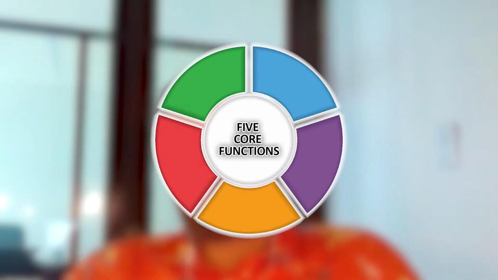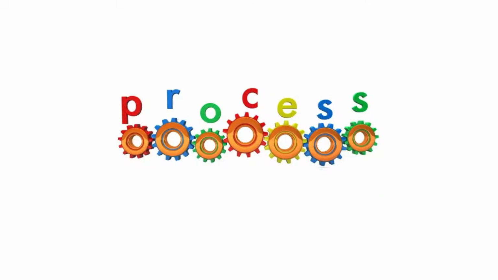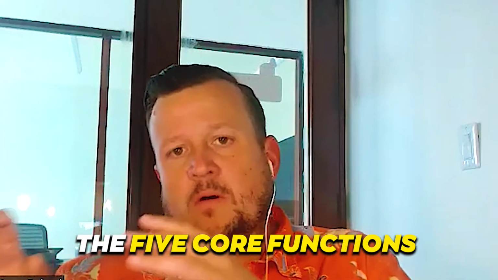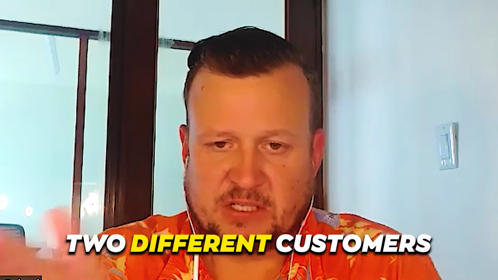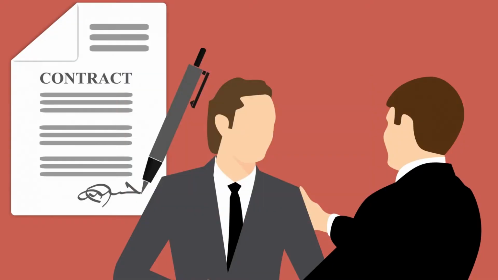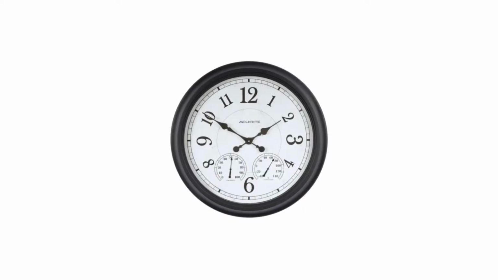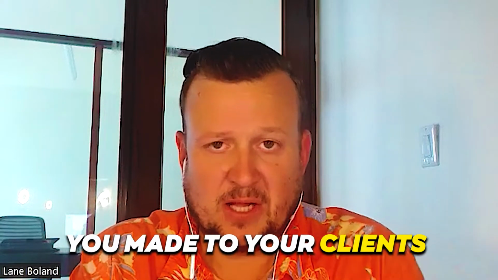So the framework I want to share with you is called the 5 core functions. And really it's 2 different processes running the 5 core functions. What are those core functions? Well, you think of your business as a platform, and you have 2 different customers. You have the staff, which is a customer of your business, and you have your clients, also a customer of your business. You enter into a contract with your clients to give you money. You enter into a contract with your staff to give you time to fulfill on the promises you made to your clients to make you money.